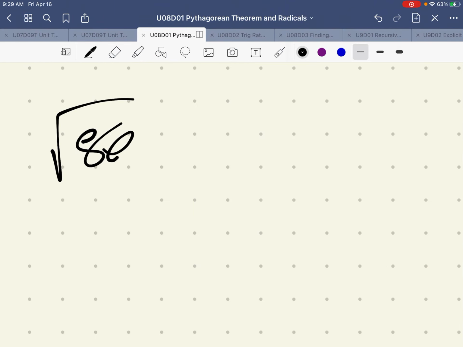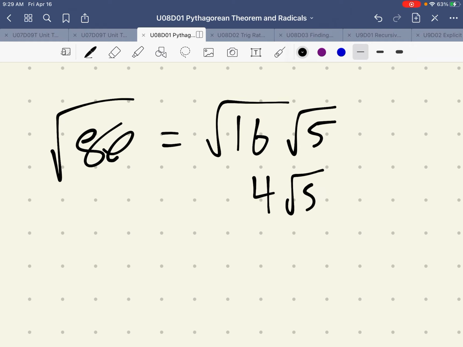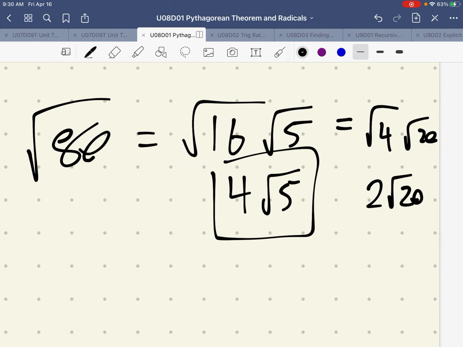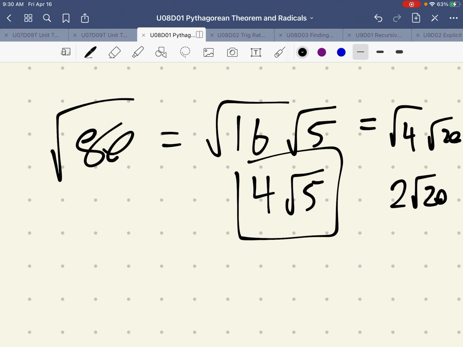Radical 80 can be rewritten as radical 16, which is a perfect square, times radical 5, or 4 radical 5. It also could have been rewritten as radical 4 times radical 20, which is equal to 2 radical 20. The problem with this example is that radical 20 still has a perfect square factor, so this one is technically not in simplest radical form. If you wanted to continue, you have to factor out a 4 and a 5, where this will become 2 times radical 5, which is 4 radical 5.